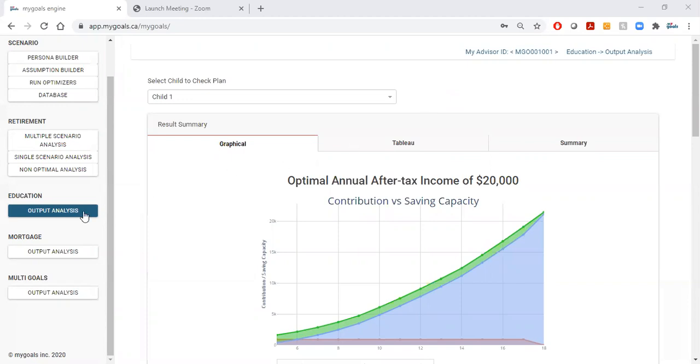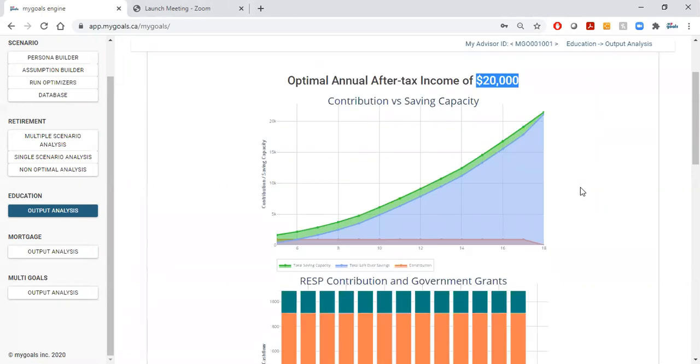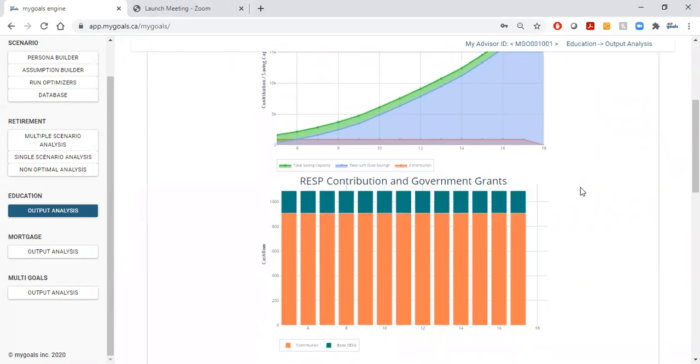So slide over to this tab, and we're continuing with our existing persona. Our first child is ambitious, looking for $20,000 a year to be funded out of the RESP or out of their education savings in general. And we do achieve that goal based on the previous inputs that we made. These would be the contributions that we make and the capture of grant.